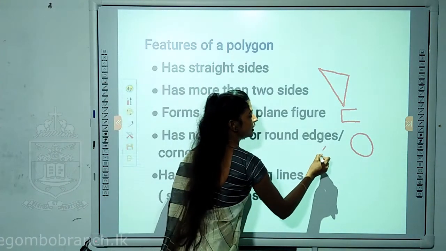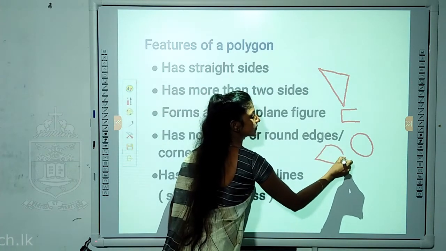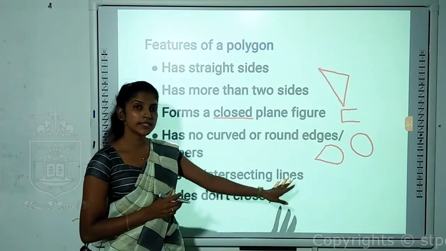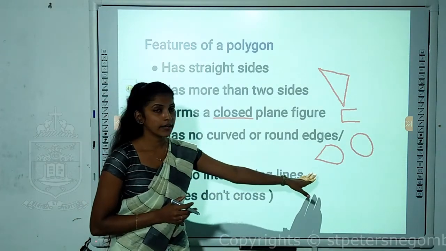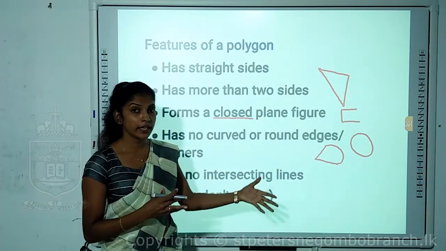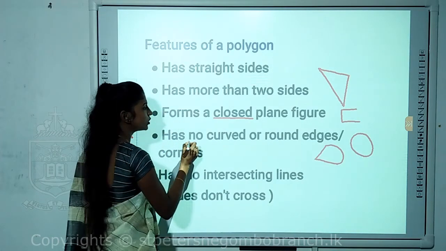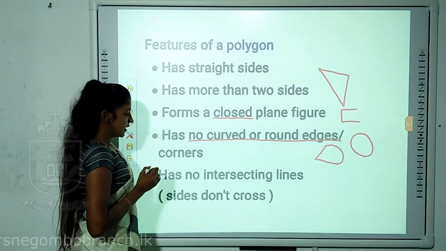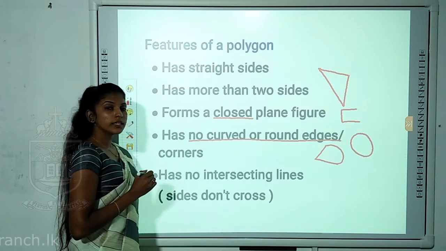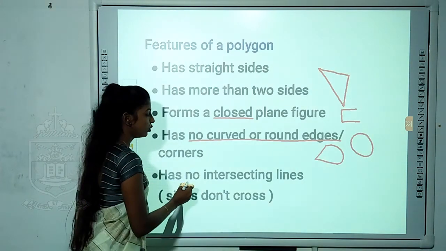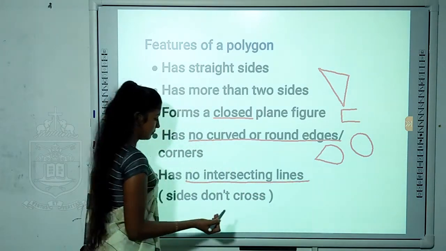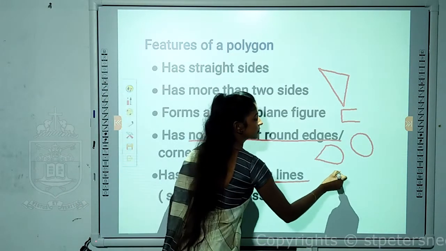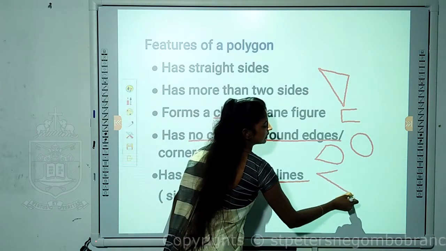And think of a diagram like this. Two straight lines and a curved line. But we can't consider both of the figures here as polygons. They are non-polygons. Okay, so no curved or round edges. Last one, it has no intersecting lines. No intersecting lines. That means sides don't cross. So look at this figure like this.